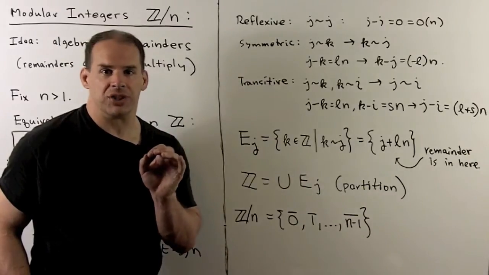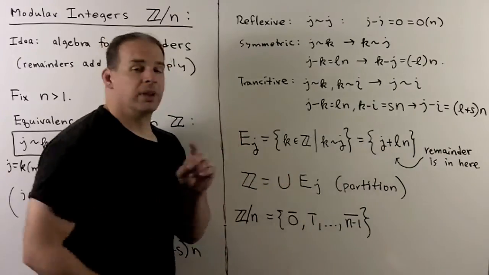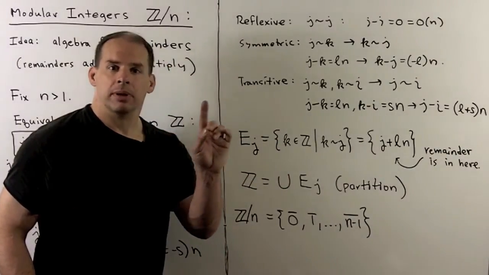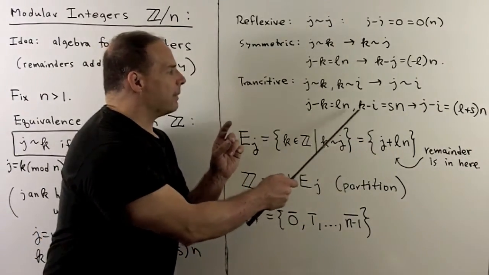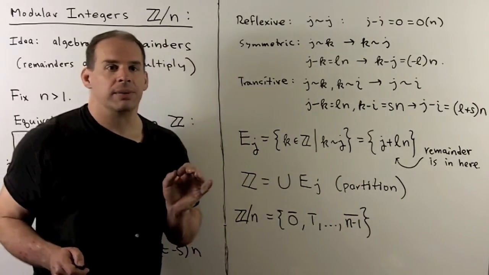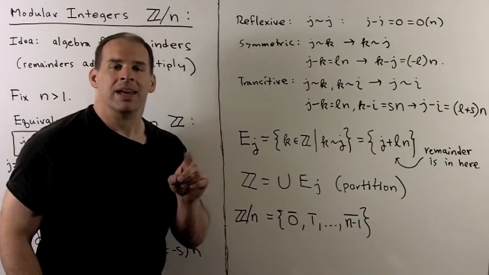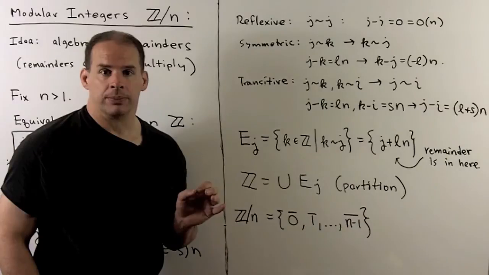Finally, we want to show transitive. So we want to show if j is related to k and k is related to i, then j is related to i. So we just write things out, see where it goes. So I have j minus k equals Ln, k minus i equals Sn. We add down both sides of the equalities. We get j minus i equals L plus S times n. So we have transitive. So that means we have an equivalence relation.